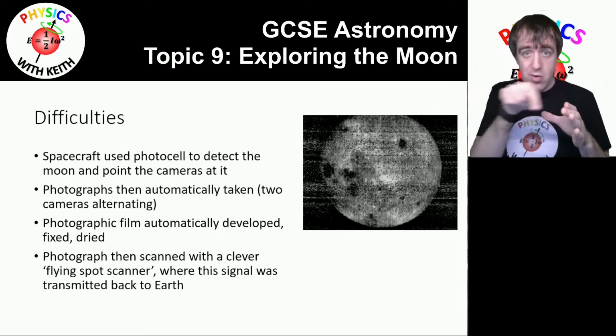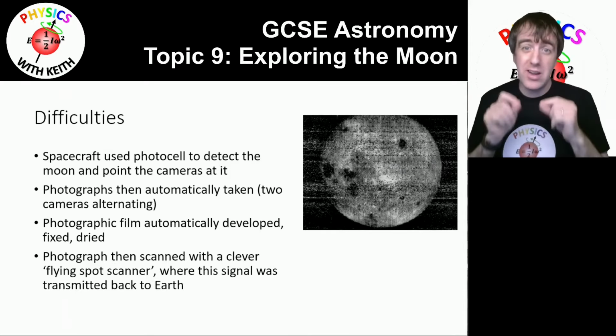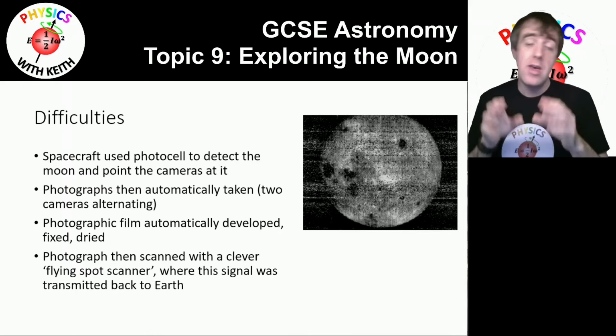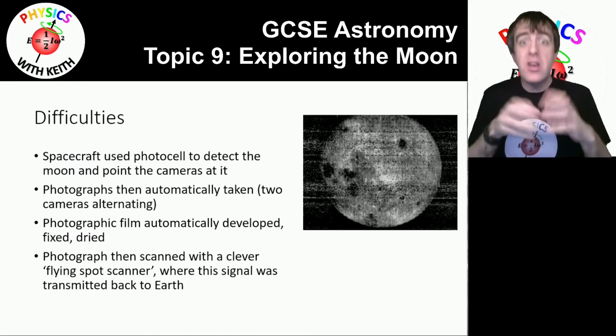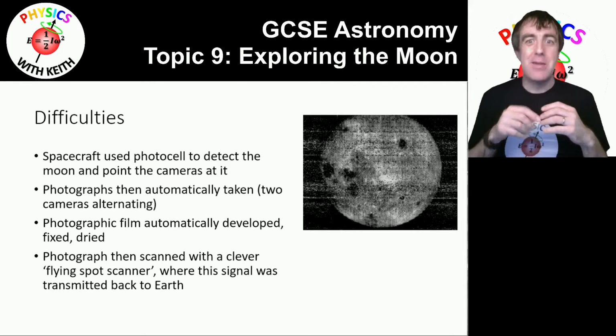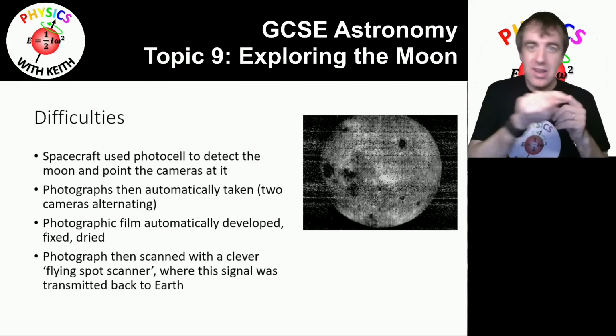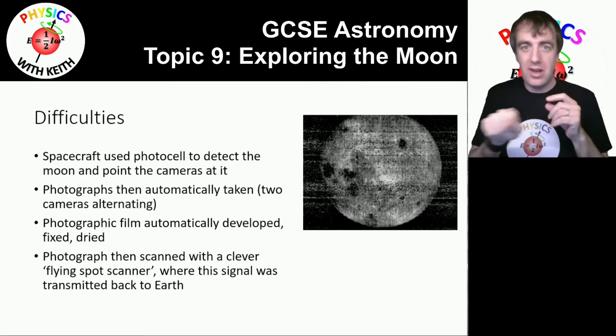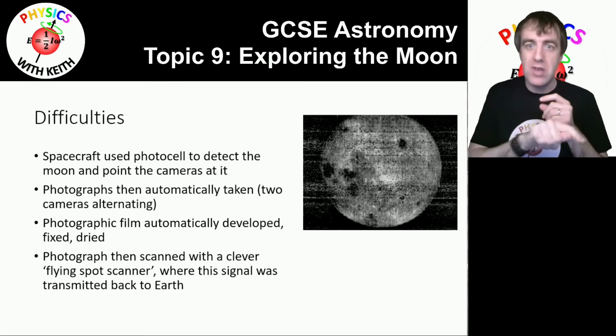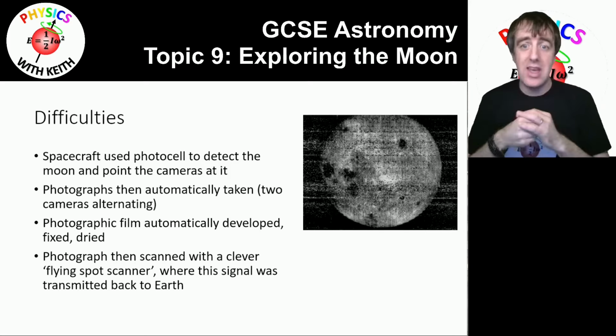So as the dot moved across the photographic film, it sent the signal of how bright the light was that passed through it. And then that signal was collected on Earth, and they reconstructed the image, playing back the signal and using it so that when it was brighter, they knew that it was a clearer piece of the film, reconstructing the image that you can see here, the first ever photograph of the moon.